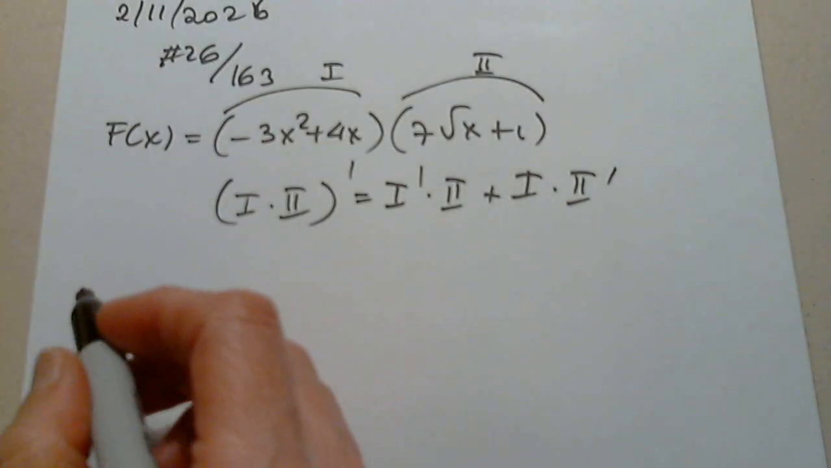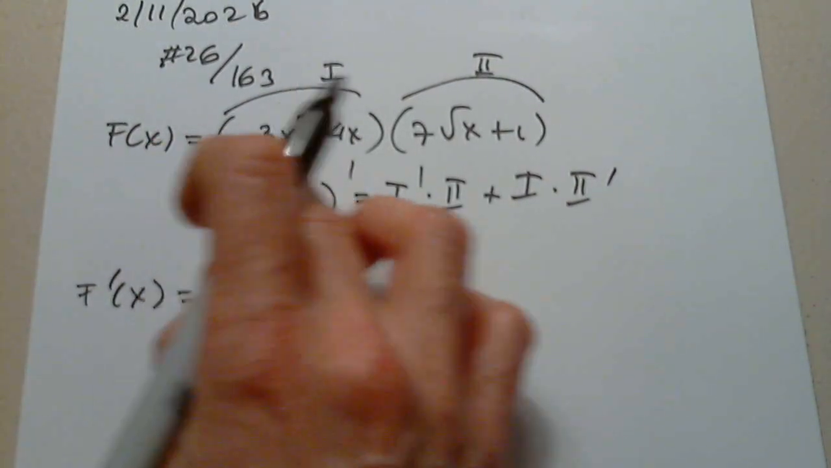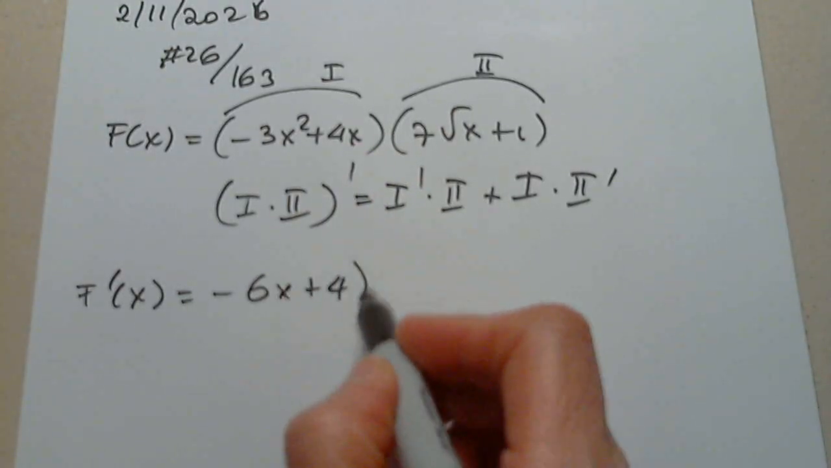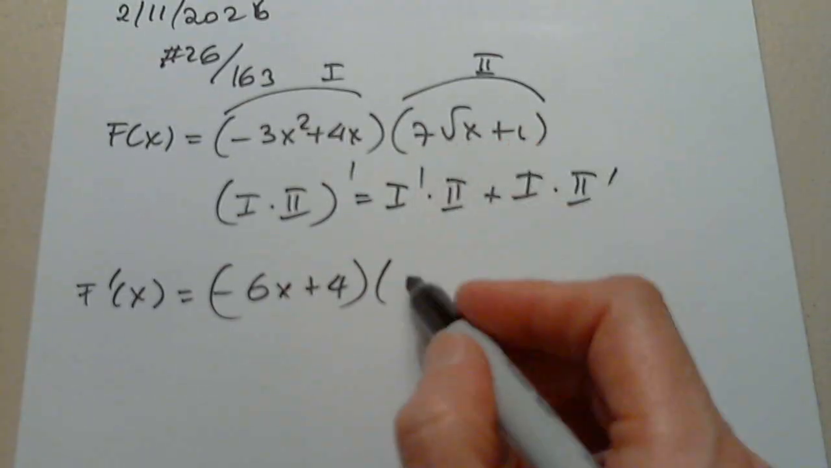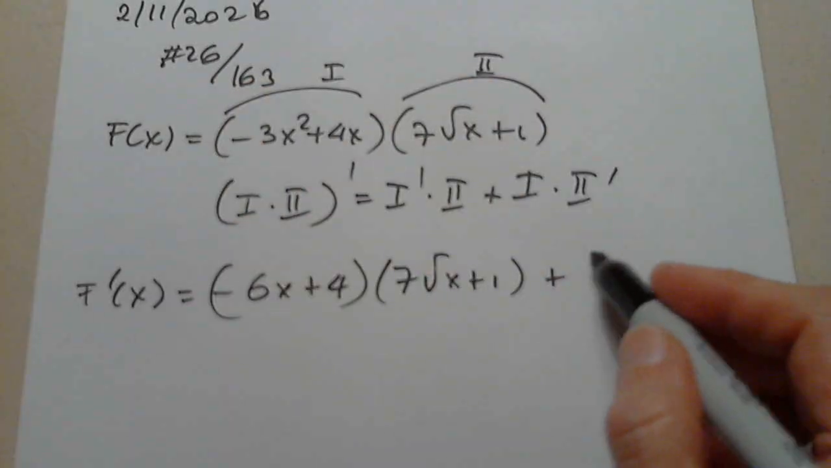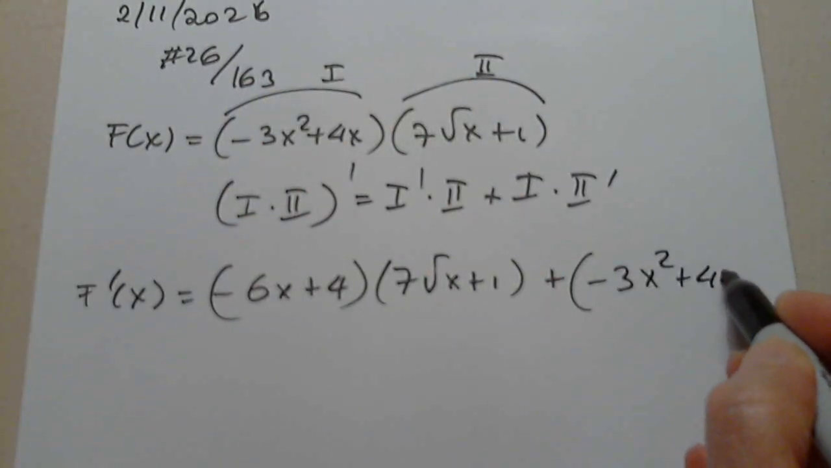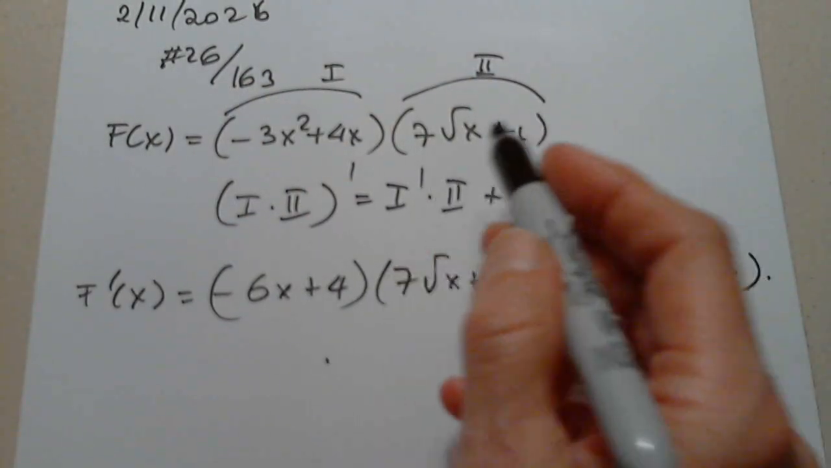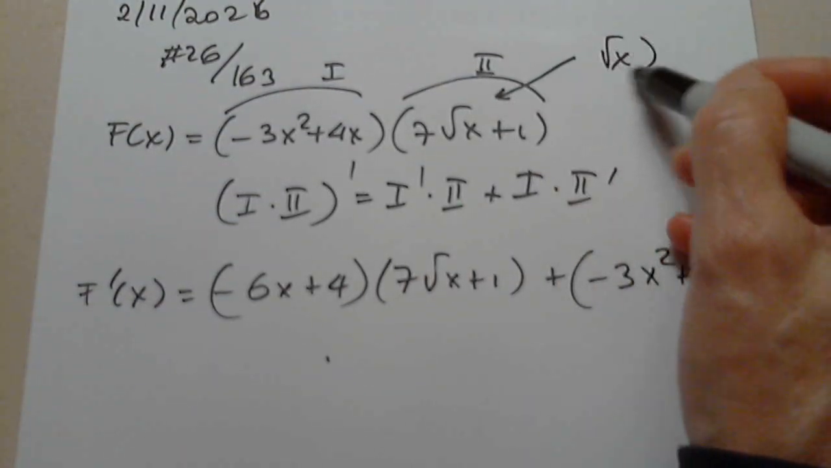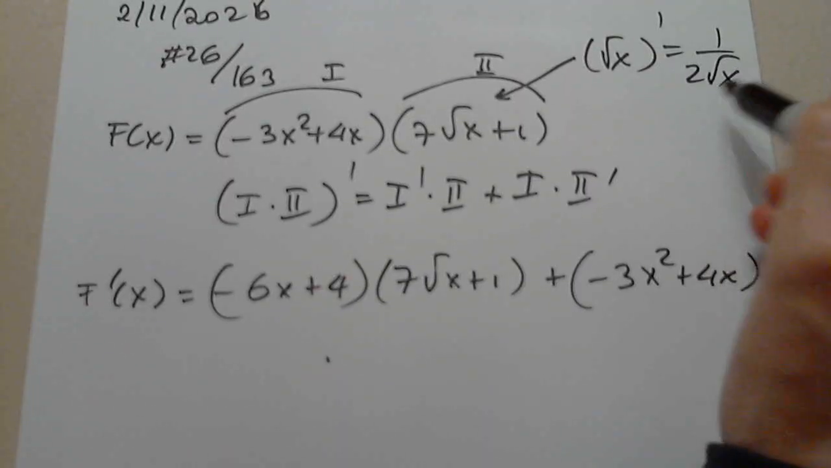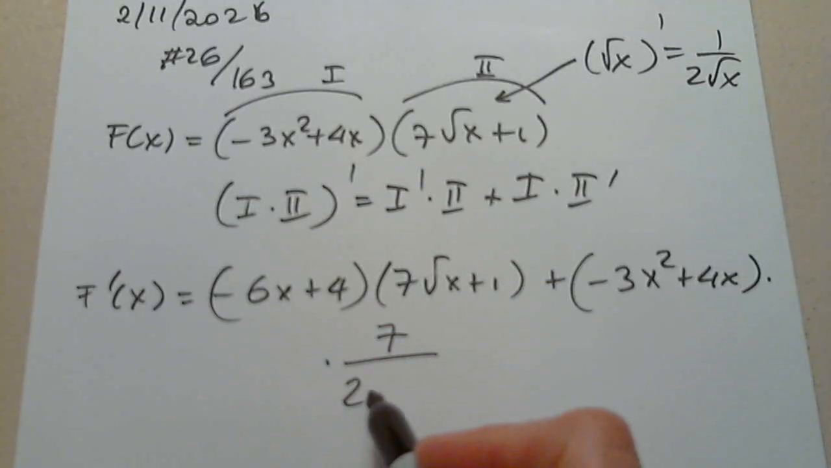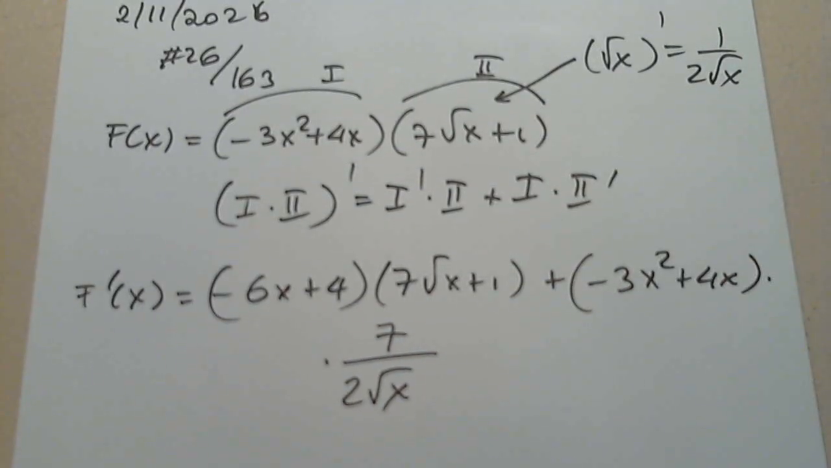Okay, so f prime of x. First, I have to differentiate the first function, 6x plus 4. I have to copy the second function, 7 the square root of x plus 1, plus I copy now the first function, and I multiply by the second differentiated. And if you remember, we know the rule that the square root of x prime is 1 over 2 the square root of x. And I just have to have a 7 at the top, and that's it, because 1 prime is 0.